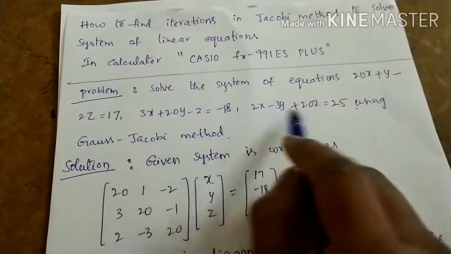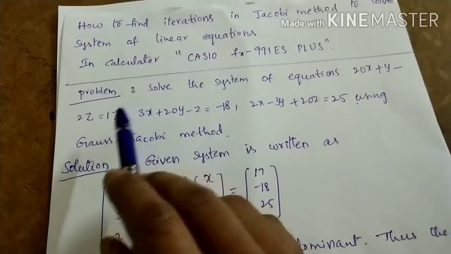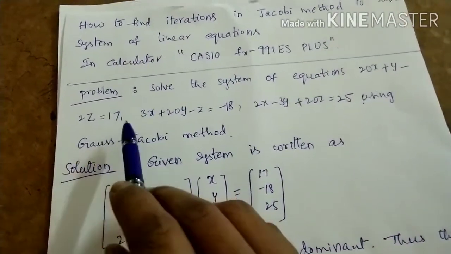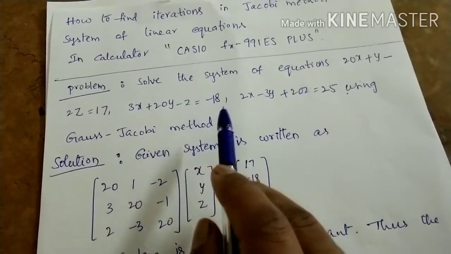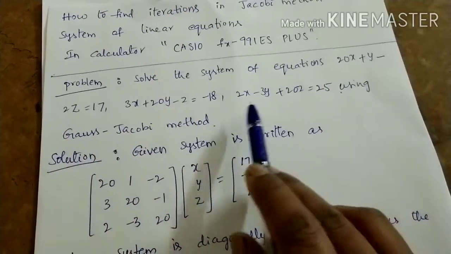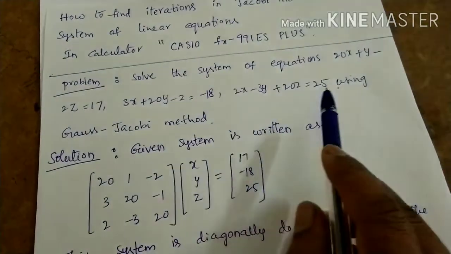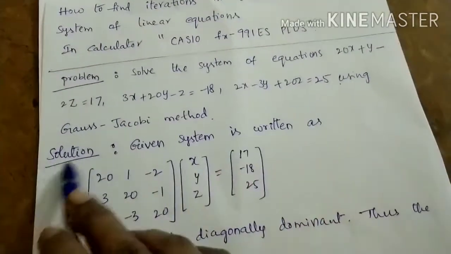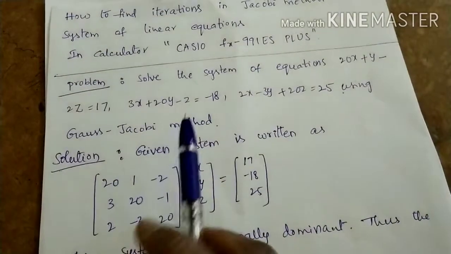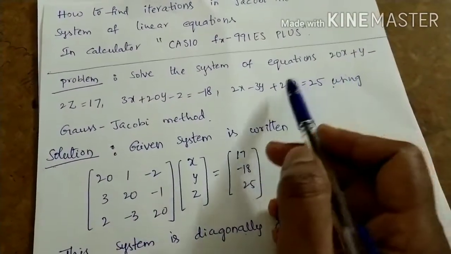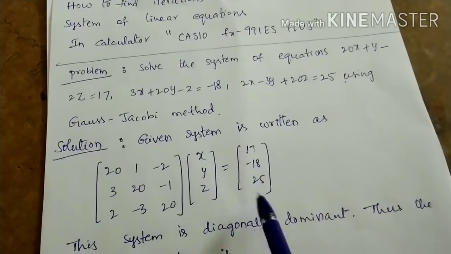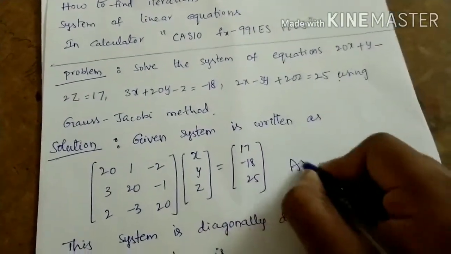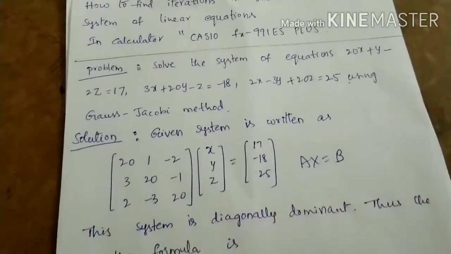Solve the system of equations 20x plus y minus 2z equal to 17, 3x plus 20y minus z equal to minus 18, 2x minus 3y plus 20z equal to 25 using the Gauss-Jacobi method. Let us write these three linear equations in three unknowns in matrix representation. This is of the form Ax equals b.